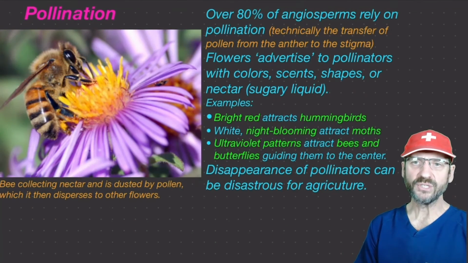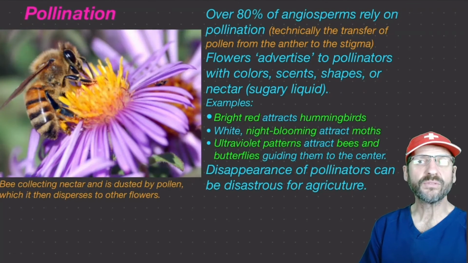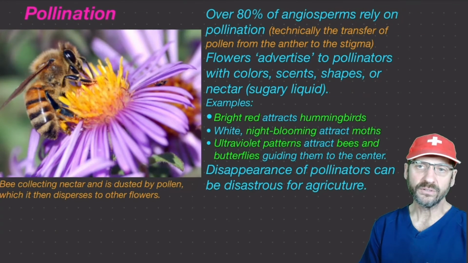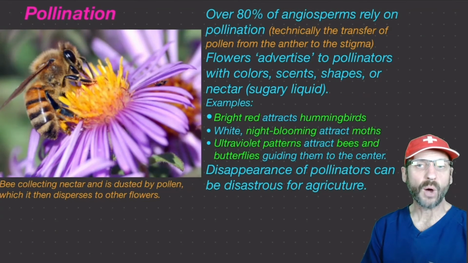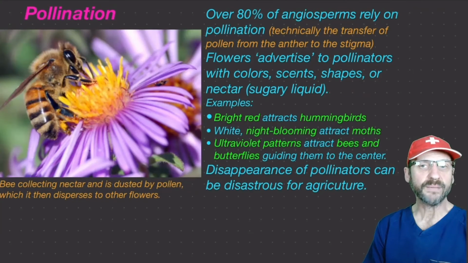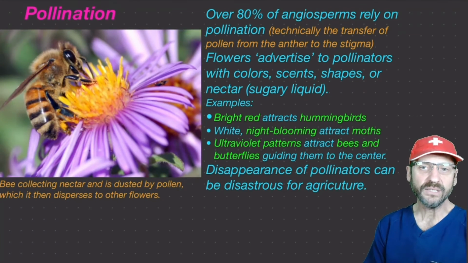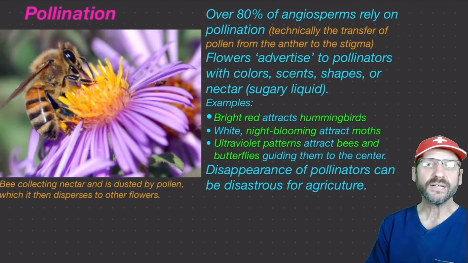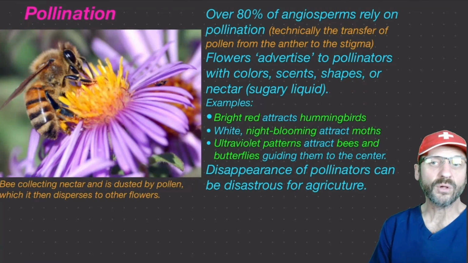Over 80% of angiosperms rely on animals to pollinate them and move pollen from flower to flower. Flowers advertise to their pollinators with color, scent, shape, and nectar, a sugary liquid. For example, bright red tubular flowers often attract hummingbirds who have a good sense of color perception. White, night-blooming flowers attract moths. Flowers that show ultraviolet patterns attract bees and butterflies, which then guides them to the center. If pollinators disappear, for example, if bees die off, it can be disastrous for agricultural production.